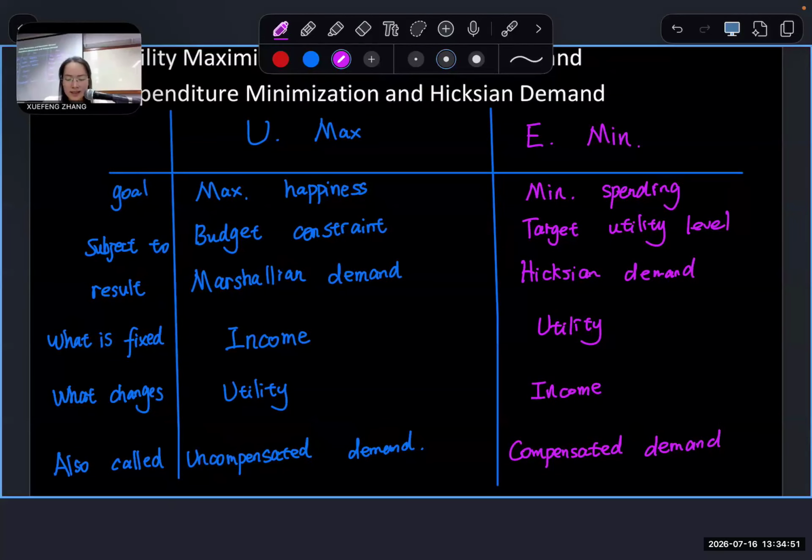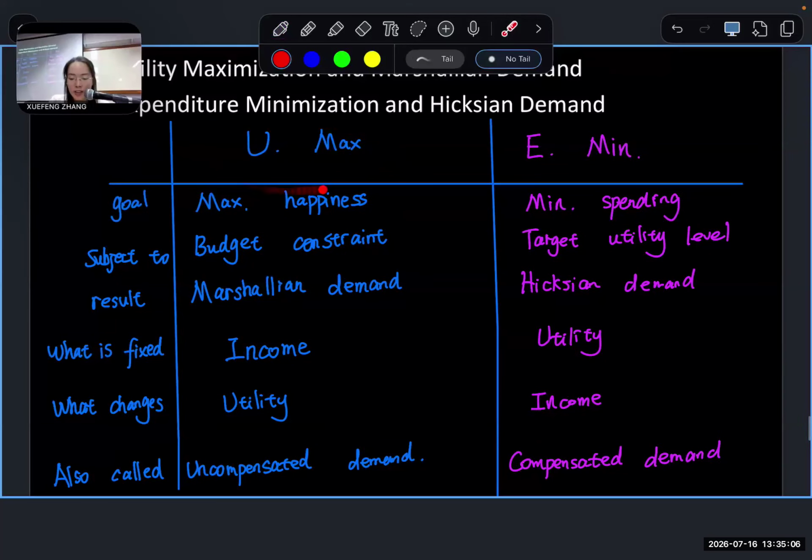This is the difference between utility maximization and expenditure minimization. The idea is that for utility maximization, or Marshallian demand, the question is, I have 100 baht. What makes me happiest? For Hicksian demand, the other way around, I want to be this happy. What is the cheapest way to get there, right? Same consumer, two different questions: max happiness or minimize spending.